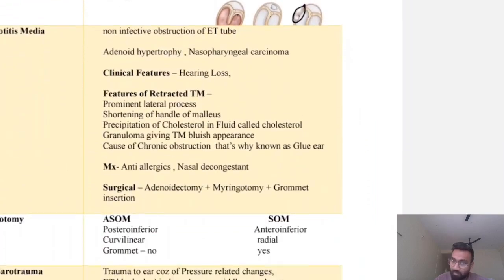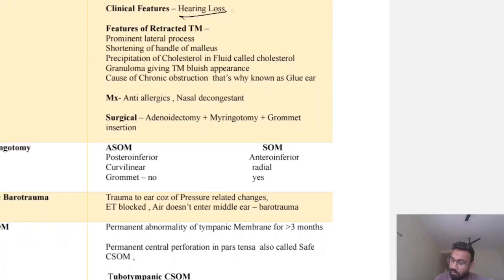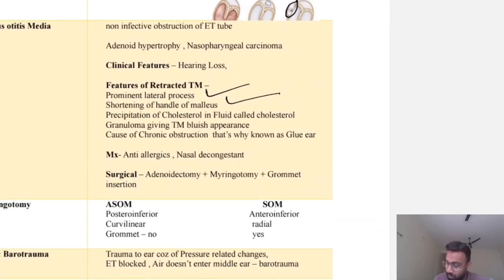Okay. Now the serous otitis media, it is because of non-infective obstruction of ET tube. Obstruction of ET tube is because of adenoid hypertrophy, nasopharyngeal carcinoma. In both these conditions, there is obstruction of ET tube, and obstruction of ET tube will lead to hearing loss. Okay. Patient will present with retracted tympanic membrane. Patient will have prominent lateral process, shortening of handle of malleus. Okay. So these all are the features you will find in serous otitis media.